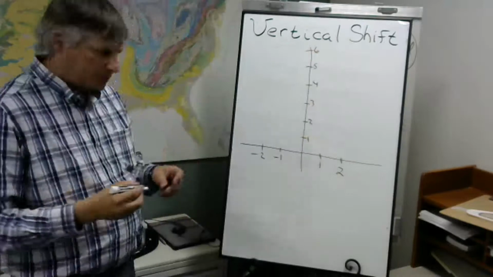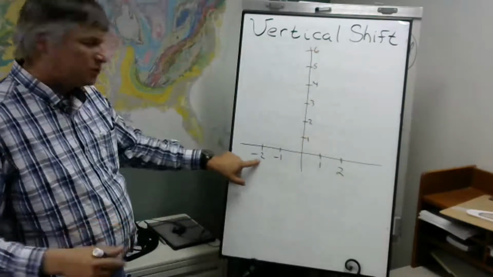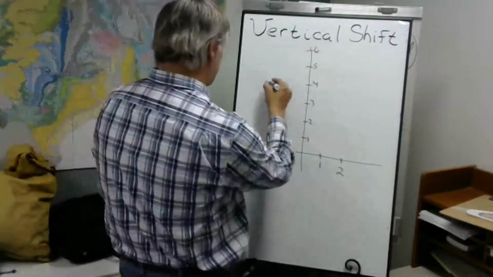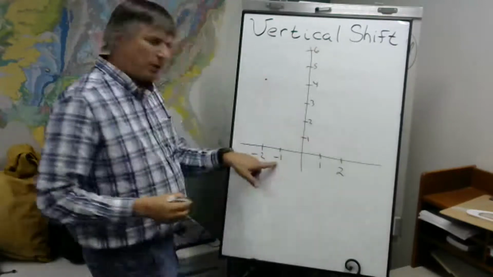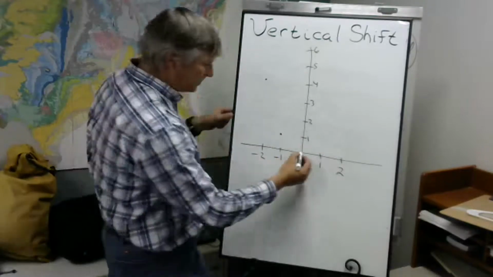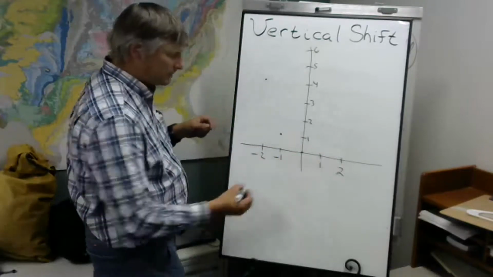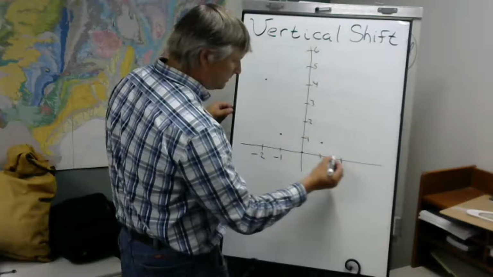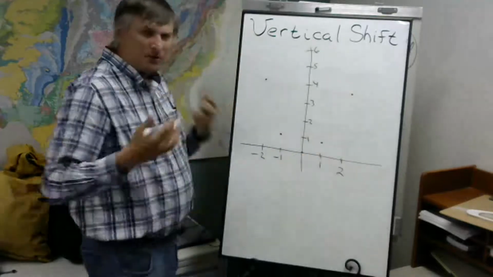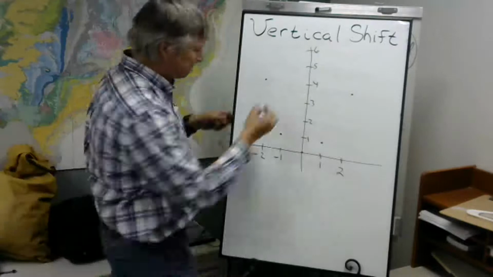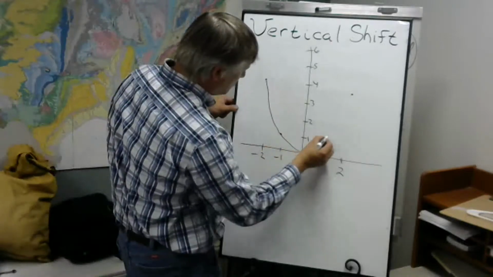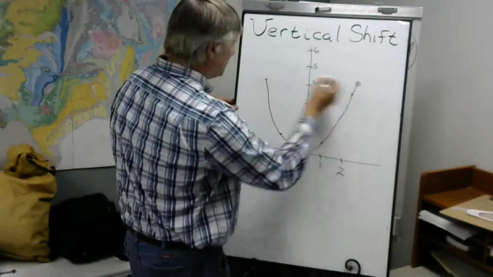So if we start at -2, if you just square -2, you get 4. You square -1, you just get 1. You square 0, you just get 0. You square 1, you just get 1. Square 2, you just get 4. So this is without the transformation. So we connect these. Off we go.